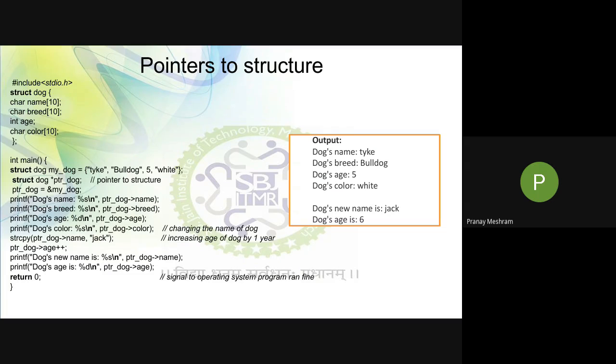Let us revise some basic concepts of structure. Whenever we want to store data in a group manner inside the memory, we use the structure. The normal definition of a structure is that it's a collection of dissimilar data types.